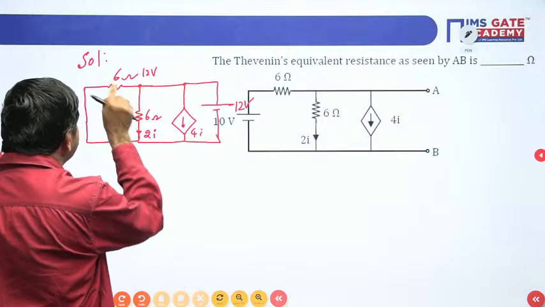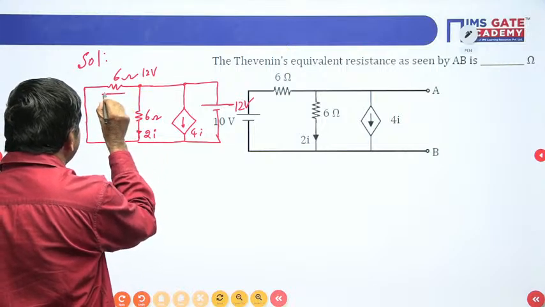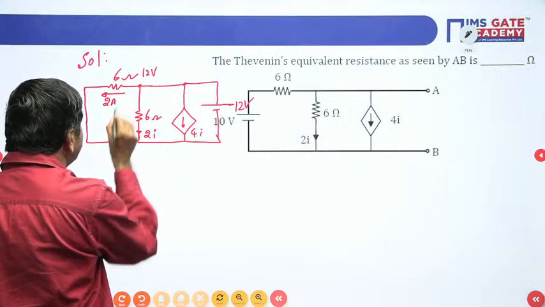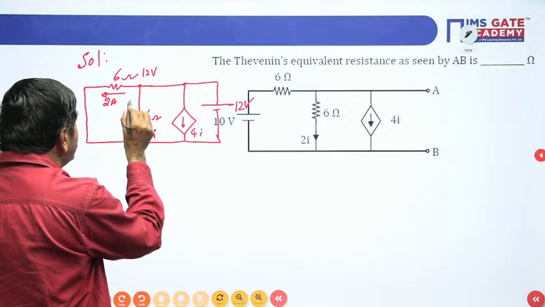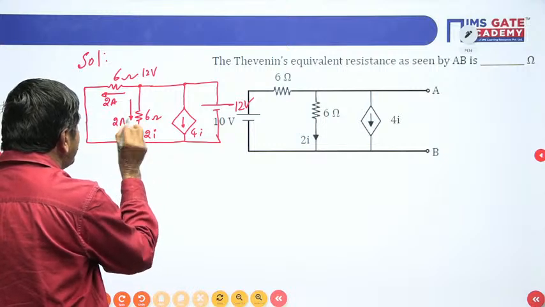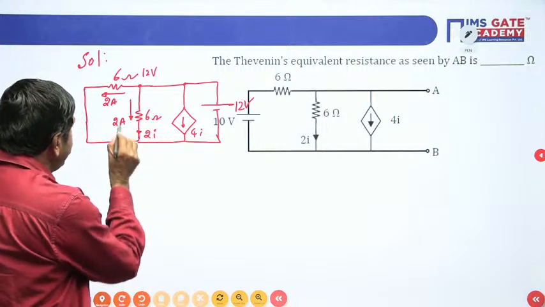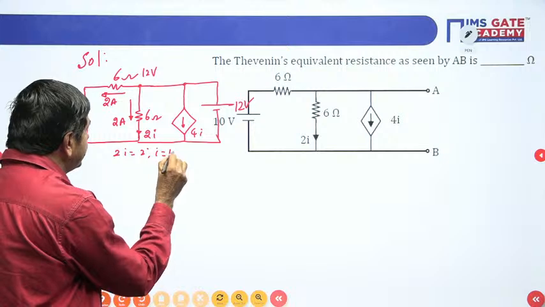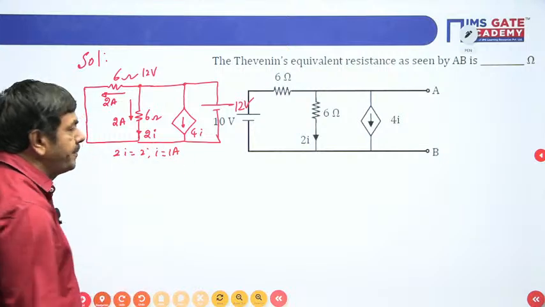12 volts by 6 ohms, the current is nothing but 12 by 6, 2 amperes only. 6 ohms, this is also 6 ohms, this is also 2 amperes here. This current is also 2 amperes. 2I equal to 2 amperes means I equals 1 ampere only. You know very well, I is nothing but 1 ampere.